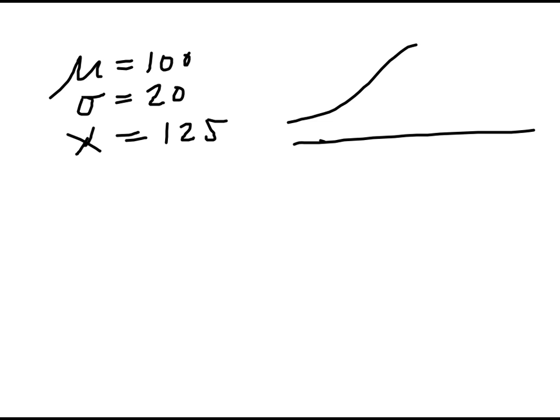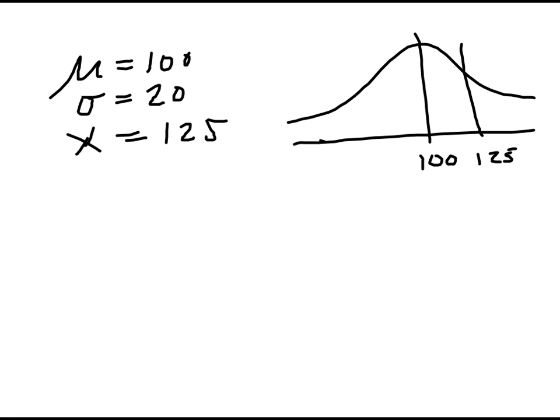So if we were to draw this graphically, the mean equals 100, and x equals 125. We want to know what the probability is that we're going to not complete that triplex in 125 days.